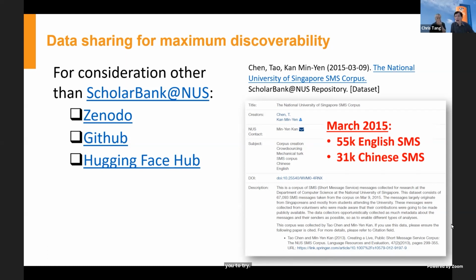With that, let's go to the chat to see if there are any questions for Min. Okay, there's one question for Min. Is it necessary to obtain the contributor's consent to share data publicly?